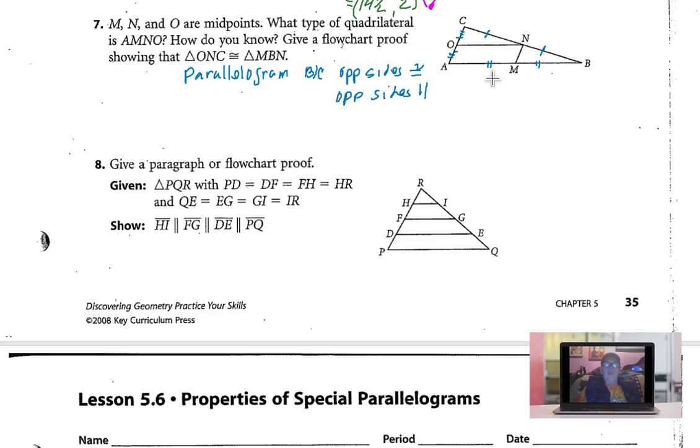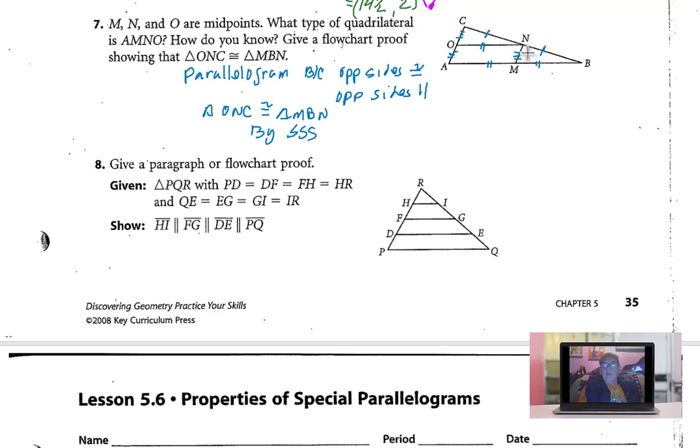How do you know? Give a flowchart proof showing that ONC is congruent to MBN. The other thing we missed there is this says two. Well, we can sort of see that, and this is also going to be congruent to that, with properties of midsegments. At some point, we're going to be able to say that triangle ONC, O to N to C, is congruent to triangle M to B to N by side, side, side.